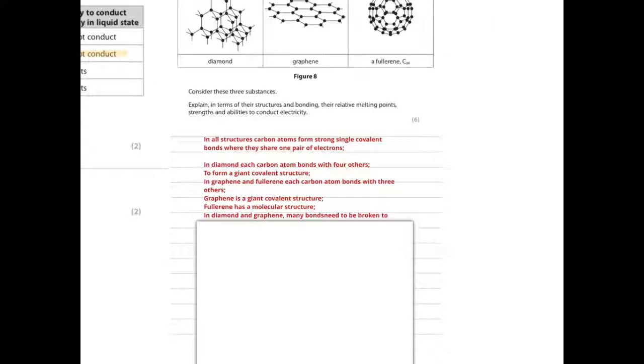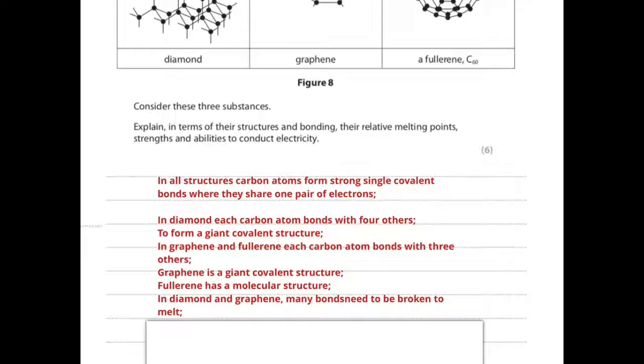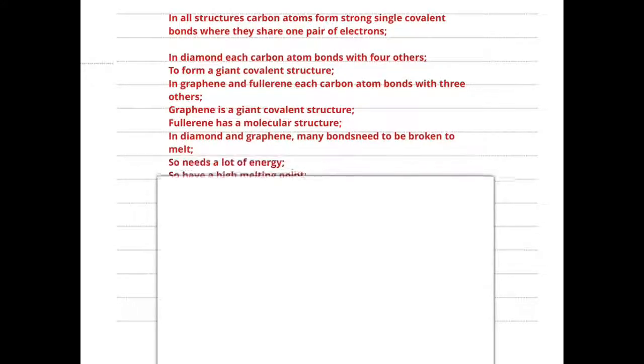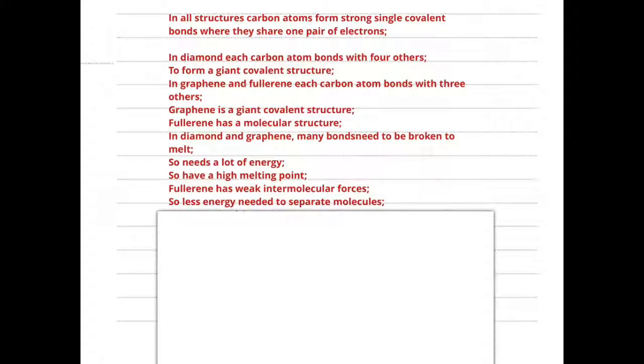So in diamond and graphene, because of their giant structure, many bonds need to be broken for them to melt. So we're talking about the relative melting points. You need a lot of energy, so they have a very high melting point. Fullerene has weak intermolecular forces, so less energy is needed to separate the molecules.